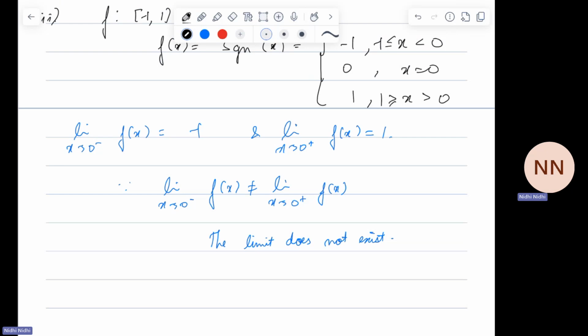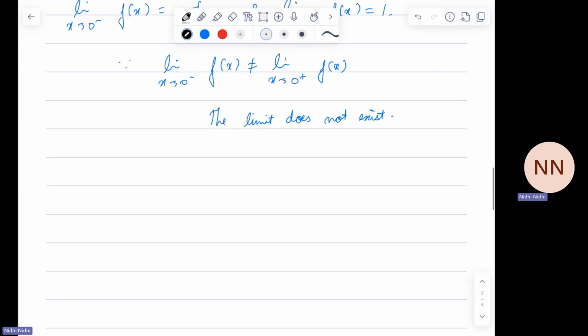Next, we'll see how we can use the sequential criteria. Next function, sorry. We have f(x) is equal to sin(1/x). Here we'll use the sequential criteria to show that the limit does not exist.